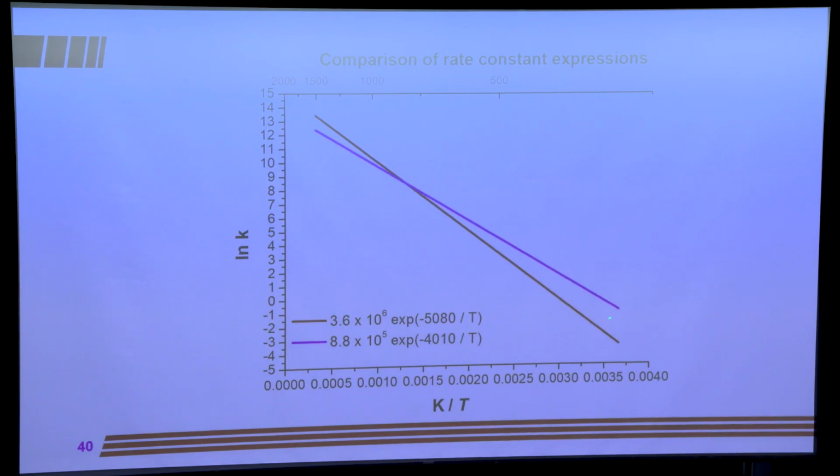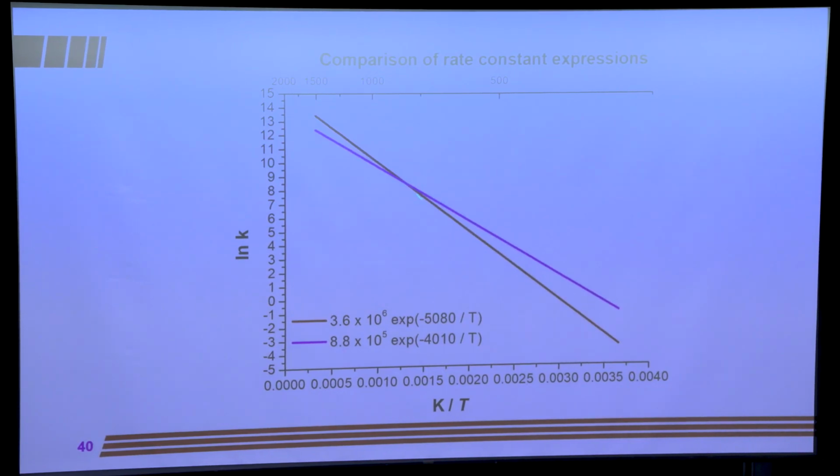And you can see actually that this step, the 8.8 times 10 to the 5 times the exponent of minus 4,010 all over T, is faster at low temperatures, all the way up to about 800 Kelvin. And then they're about the same, and at temperatures above that, actually, the red line is faster, okay? And I chose the colors deliberately, blue for cold and red for hot. So the blue, the cold one, is faster at low temperature, and then the red one is faster at high temperature. But what determines this is the shape of the curve.